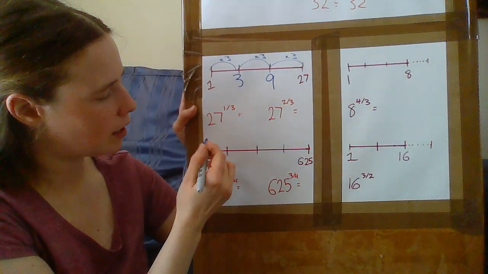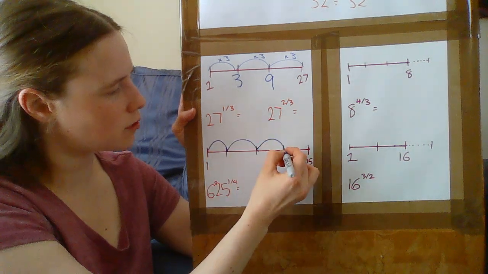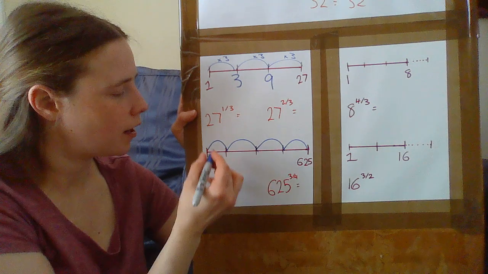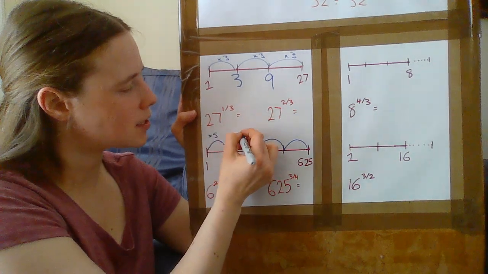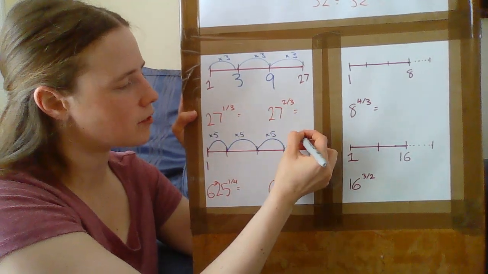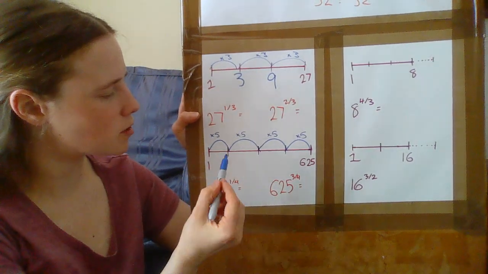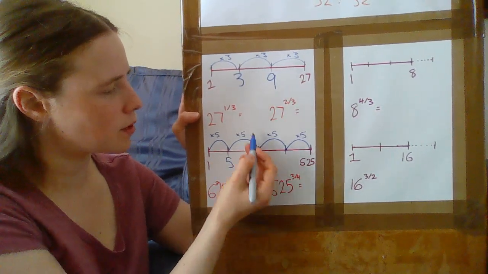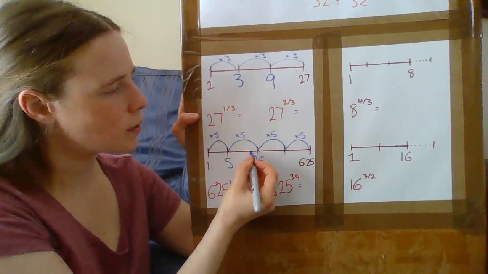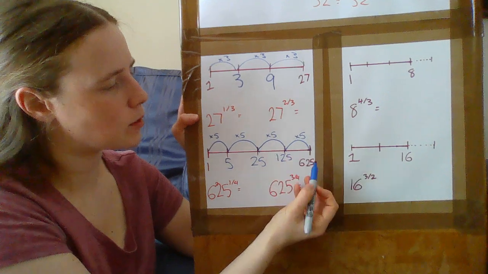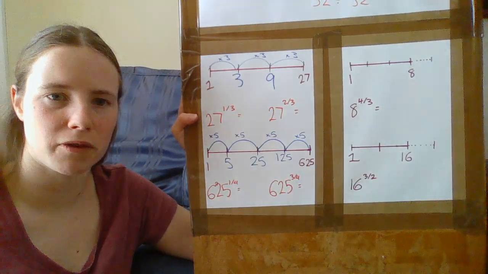For this one here, if I want to get from 1 to 625 in 4 jumps, I actually need to times by 5 each time. Sometimes these take a little while to work out, which is fine. You just give yourself time to work out, with trial and error if you need to. So 1 times 5 is 5. 5 times 5 is 25. 25 times 5 is 125. And if you did that times 5, you would get up to 625.